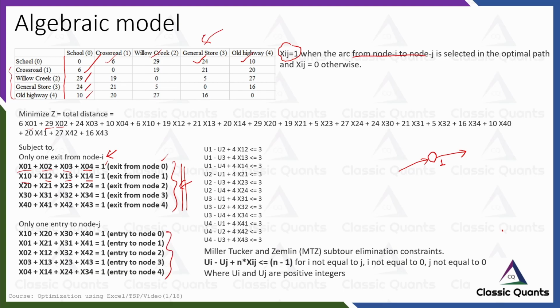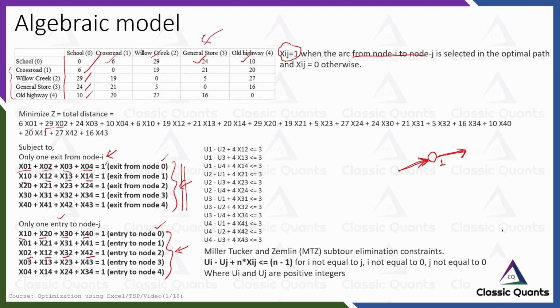What is the second set? Second set is there is only one entry to each node. As you have seen that only one node can exit, so the same is true for entry also. So for example, for any node i, you will have only one entry. Take the example of node 0. Entry can be from 1, from 2, from 3, from 4, so x10, x20, x30 and x40. The sum should be equal to 1. Similarly for node 2, there can be x02, x12, x32 and x42. If you add them, the sum should be equal to 1. So this is the second set of constraints.